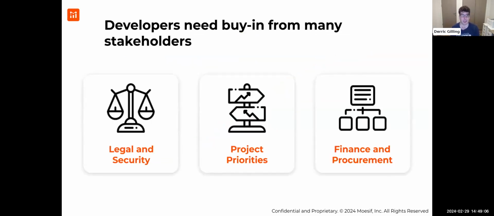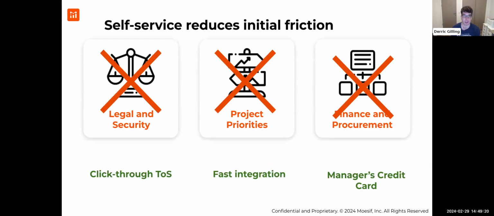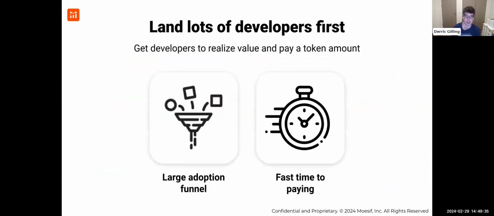But they're going to have a lot of other issues they run into: legal and security, project priorities, finance, and the like. So how do you make sure they can actually get to adopting your APIs as quick as possible without these other things in the way? Well, that's where we introduced the whole idea of developer first or self-service, where instead of having a lot of the procurement cycles, you can have click-through terms of service, a very fast integration process, and just getting up and running on a manager's credit card.